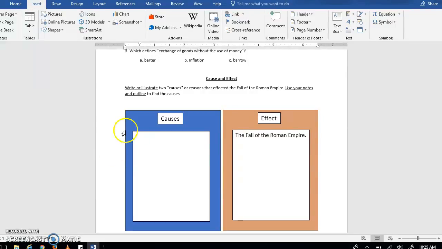And then for the cause and effect, this provides a visual for the student of what happened in the reading. So in the directions, I want the student to either write or illustrate 2 causes or reasons that affected the fall of the Roman Empire. And in here I say that you can use your notes and outline to help find the causes.